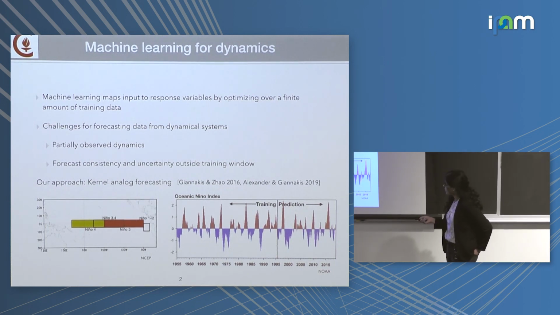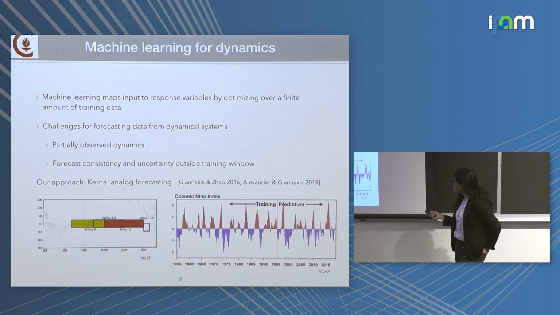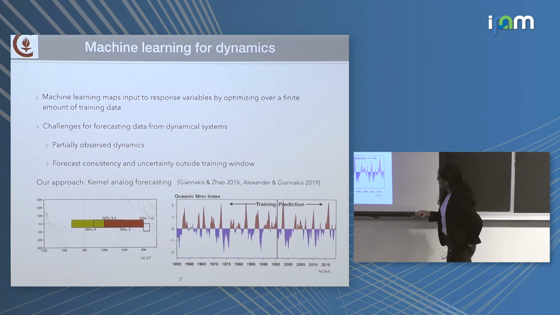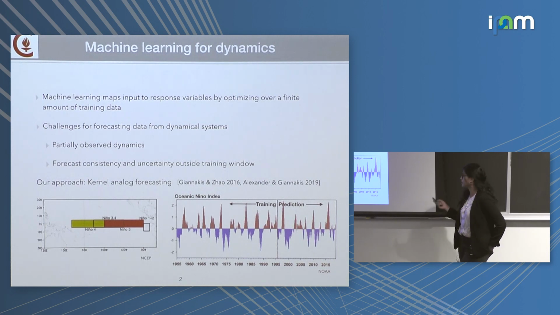So here you see a plot of the Niño index over several decades. And suppose that you train on this data, you would not only like to get a prediction outside this training set that is physically consistent, and also you would like an estimate of the uncertainty when you construct this predictor. And our approach will be an established method called kernel analog forecasting, which was developed by my collaborator, Dimitri Giannakis.